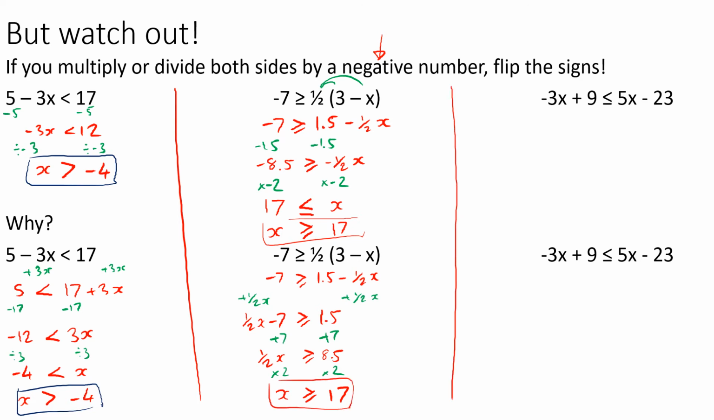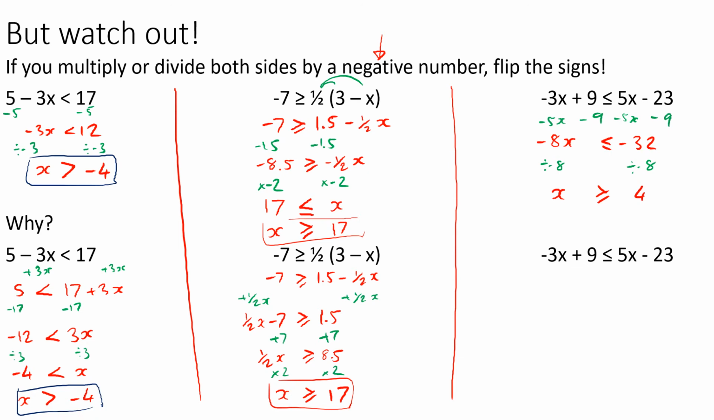About the last one, well, okay, one way we could do this is we could take away 5x from both sides and take away 9 from both sides, and that would end up with us having minus 8x is less than or equal to minus 32. Then we could have divided by minus 8. That would give us x and 4, and flip the sign because we used a negative division.